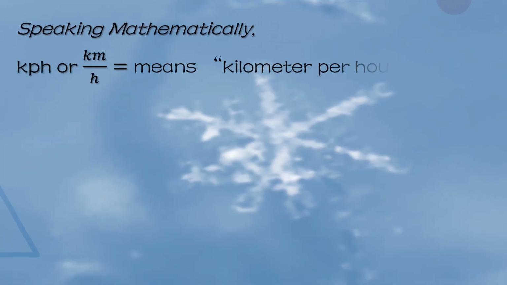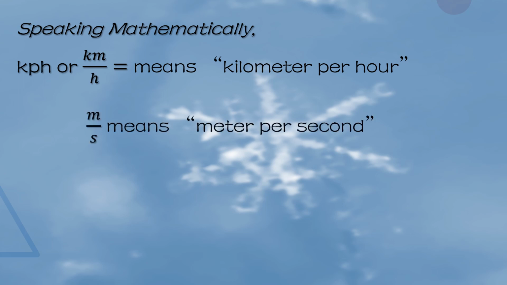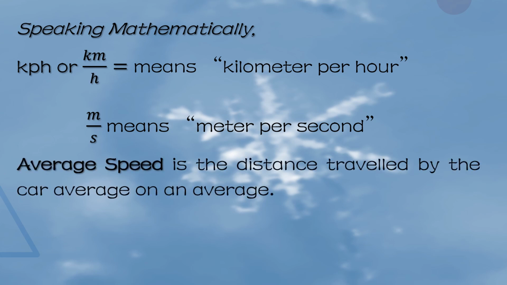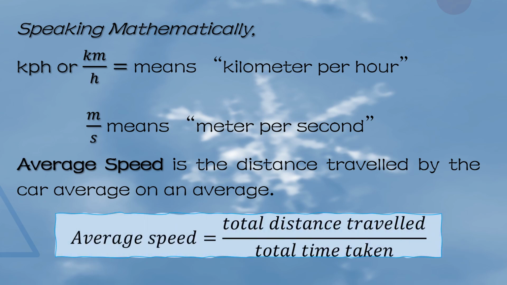Speaking mathematically, kph or km/h means kilometer per hour. m/s means meter per second. Average speed is the distance traveled by the car on average. So we have the given formula for average speed: total distance traveled over total time taken, or you will just divide the total distance traveled by the total time taken.